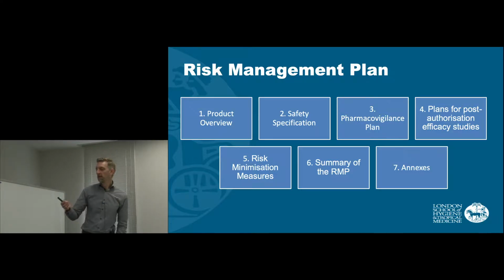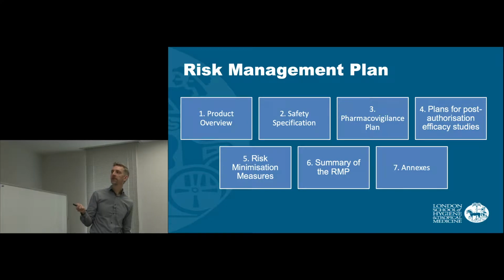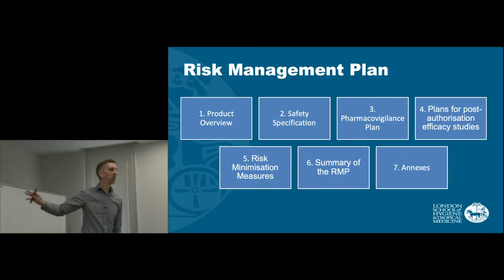Okay. Now, the plan is split into 7 sections. Some of them are a bit boring, so we're not going to talk about those. But what we are going to talk about are these 4. So there's the safety specification, the pharmacovigilance plan, plans for post-authorization efficacy studies, and risk minimization measures. The rest of it we're going to ignore because it's mostly kind of, well, it's dull.